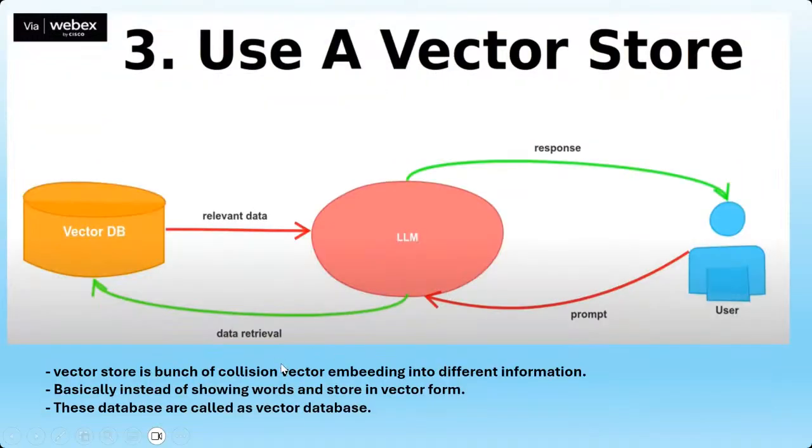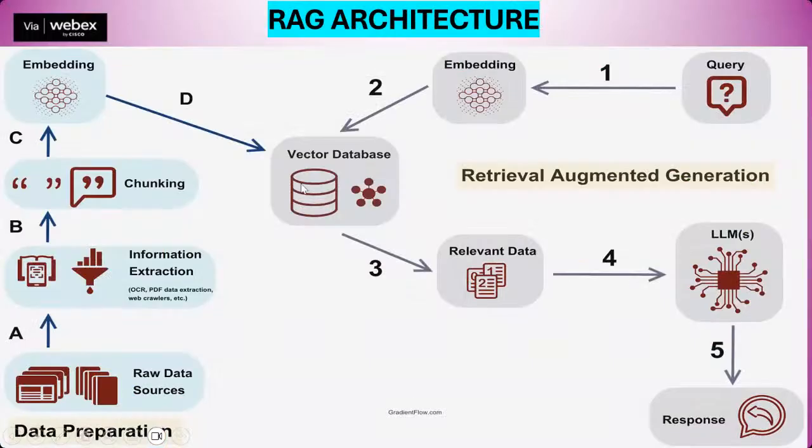So this vector store is a collection of embedding vectors. I'll talk about this. I will try to explain the RAG architecture and then we try to understand. All right, guys, RAG architecture. Let's understand. I will mention these points 1, 2, 3, 4.